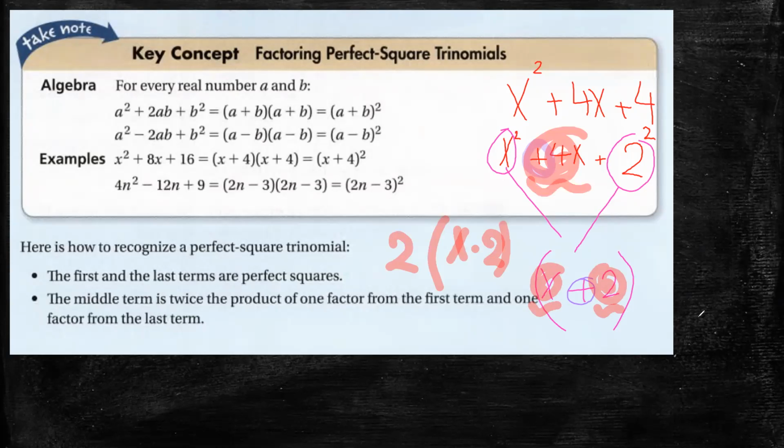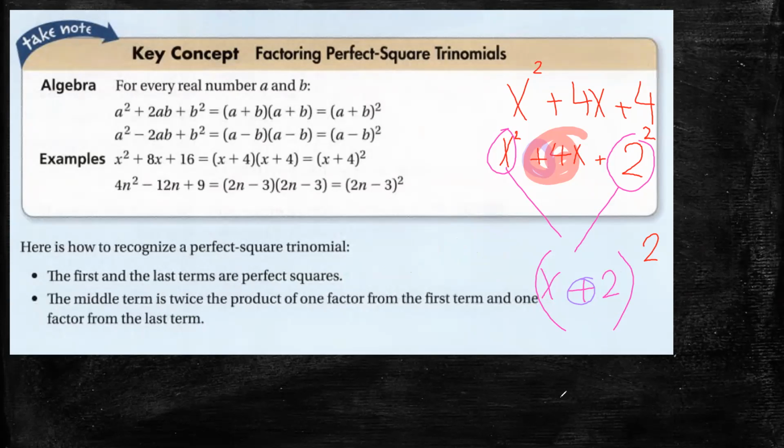Which is the same as in the middle here. So if I multiply 2 by the first and the last term, and I get the middle term here, I can say, yes, this is a perfect square trinomial, and if I factorize it, it must be (x plus 2) squared. This is the basic idea.